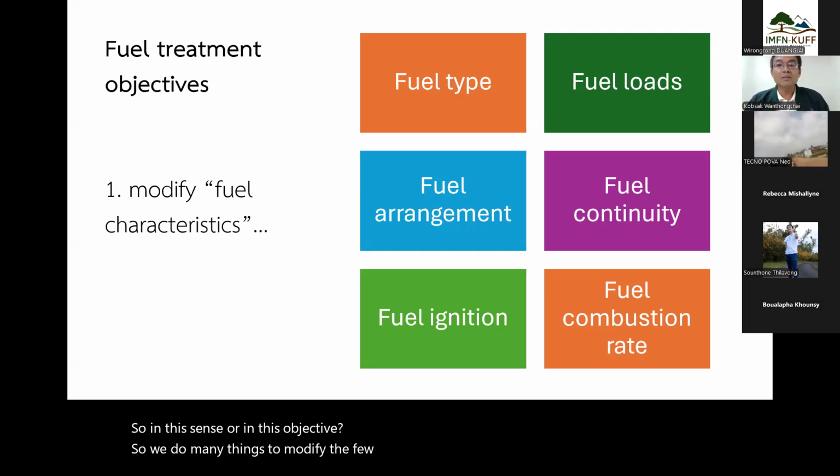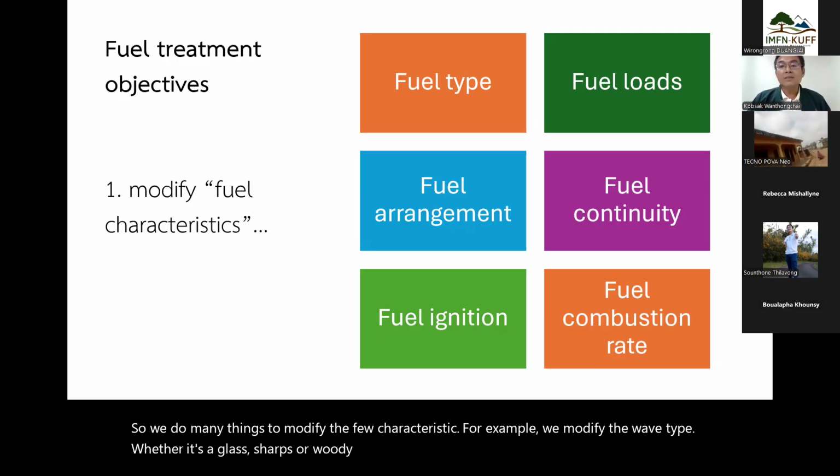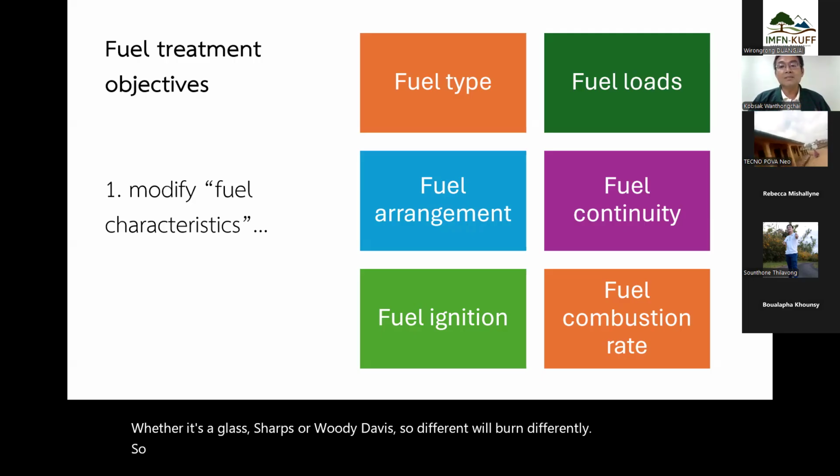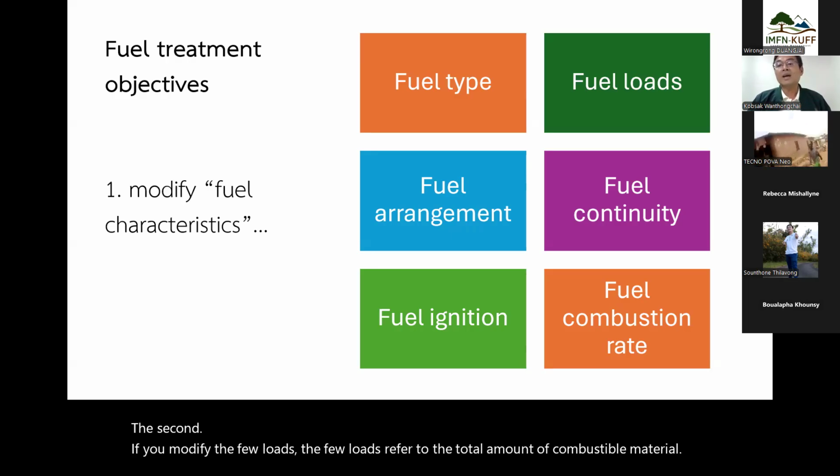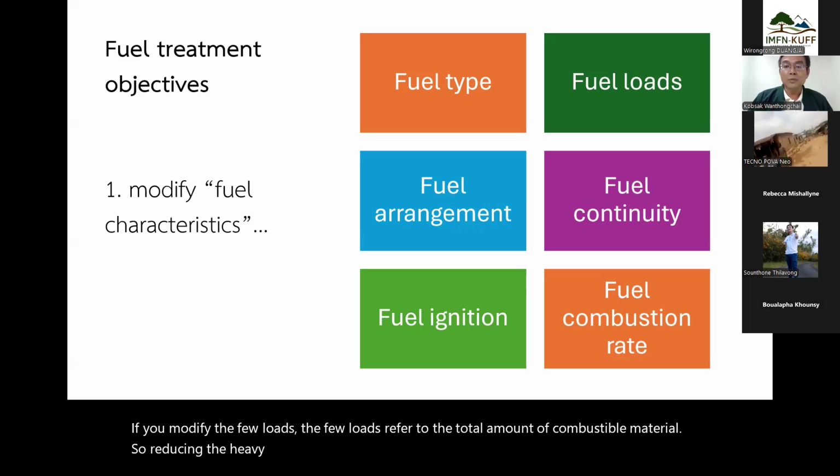For example, we modify the fuel type, whether it's grass, shrubs, or woody debris. Different fuels burn differently, so selecting or replacing the fuel type can change the fire behavior. Second, we modify the fuel load, which refers to the total amount of combustible material. Reducing heavy loads like dead wood or leaf litter can lower fire intensities.